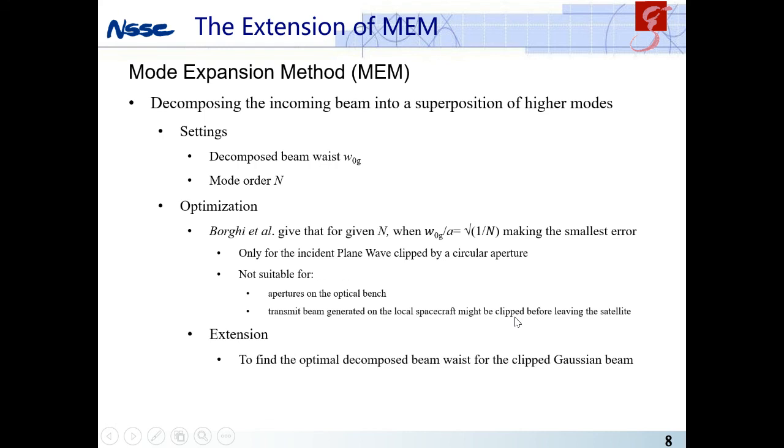My work is mainly about finding the optimal settings for MEM, so I will introduce the current status and my work now. Bogey gives the optimal decomposed beam width for a given mode order n. However, this is only for a plane wave clipped by a circular aperture, which is not a suitable assumption in LISA and Taiji in the following two cases. So I will extend the optimal settings for the clipped Gaussian beam.